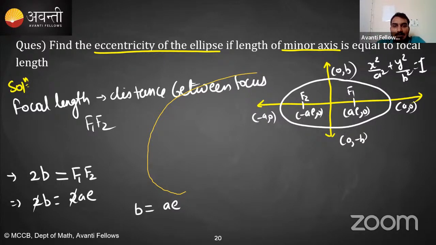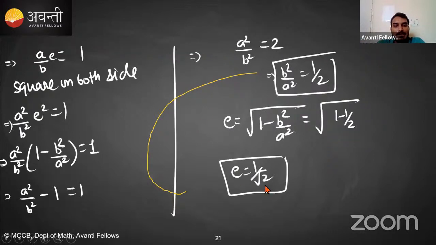From our knowledge, we can say that distance between two focus is 2ae. So 2ae को 2b के times कर दो and then equate it. You will get e is equal to 1/root 2. Is there any doubt, students? Quickly let me know if you have any doubt in it. Is there any doubt?